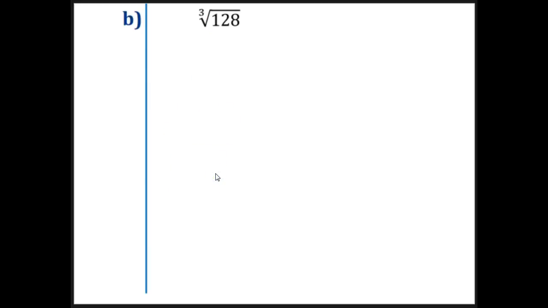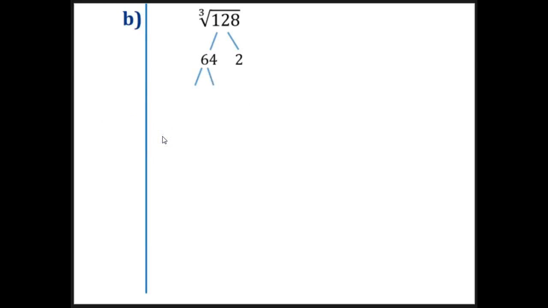How about this one? I can still factor it out, right? This time, instead of looking for sets of 2, I'm looking for a set of 3. So what can I use to factor out 128? Is it a perfect cube? No, so I'm going to have to factor it out, right? What would I take? How about 64 and 2? Would that work? I can't simplify 2 anymore, right? But what about 64?